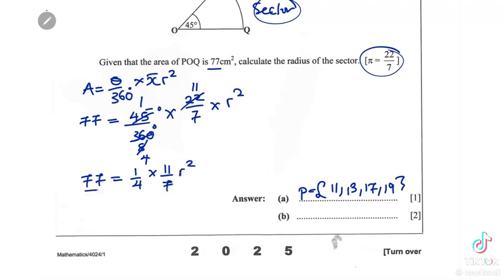So now I can cross multiply at this point, and I can start with r squared is equal to, all these at the bottom will multiply with 77.